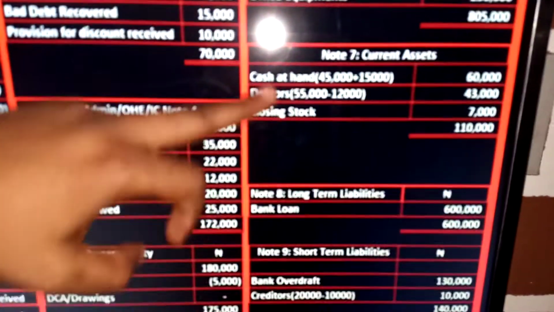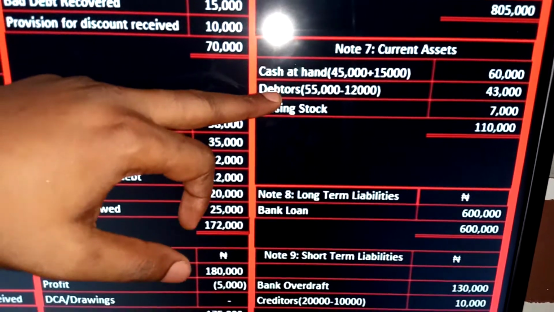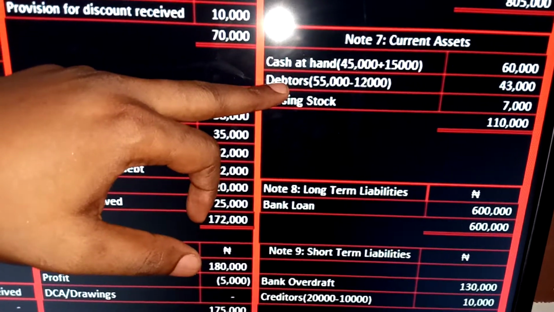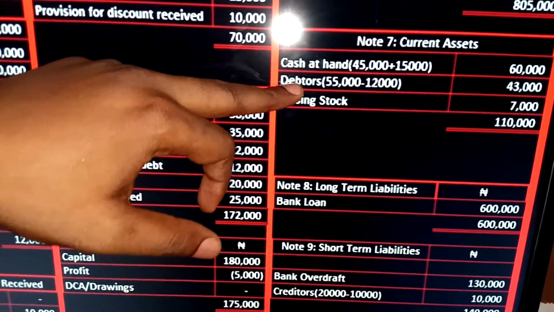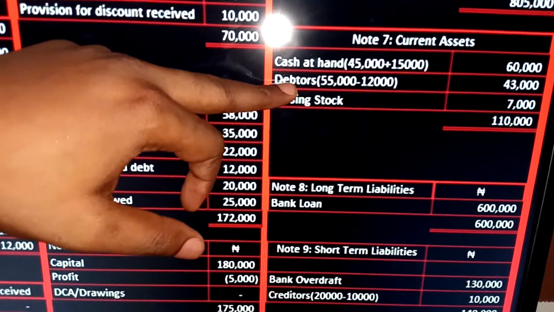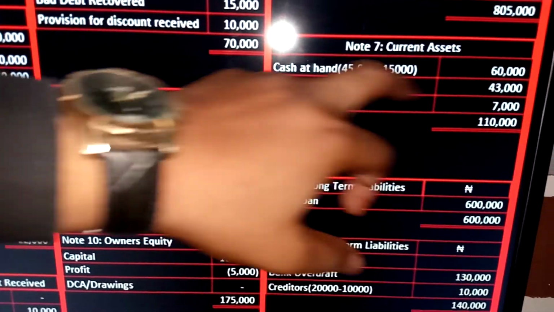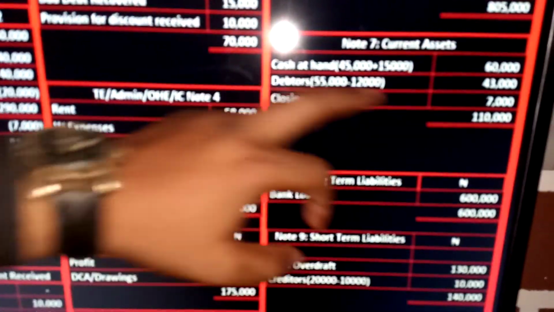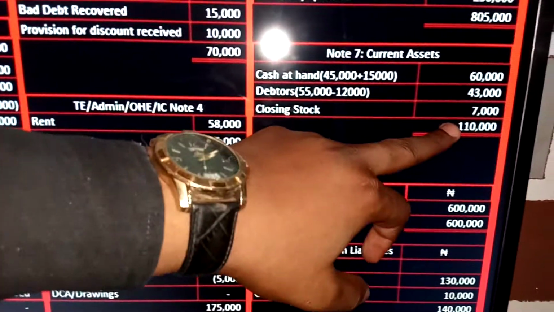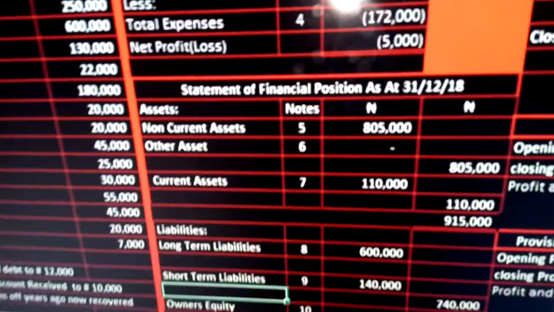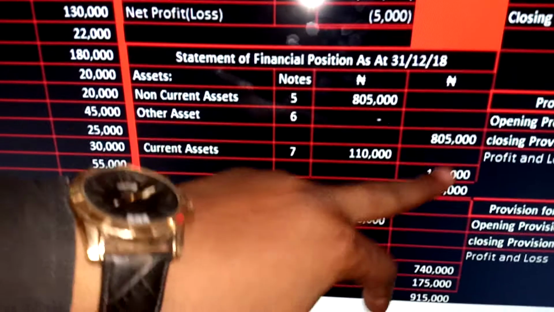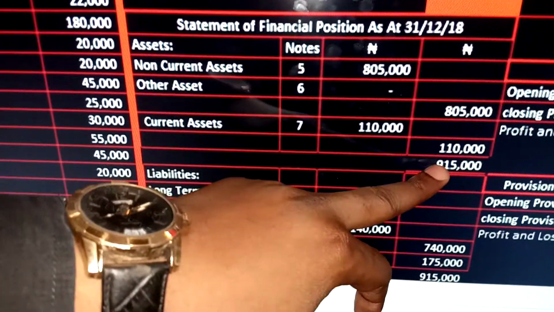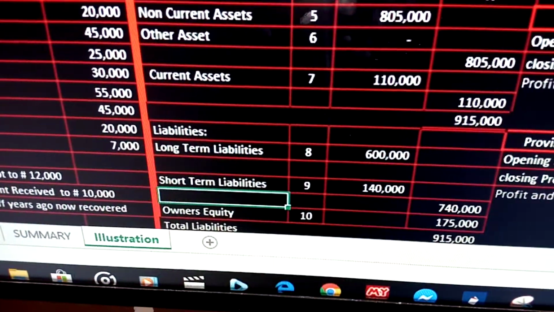Now your debtors, remember, increase in provision. Provision at the end of the year is derived from debtors' value at the end of the year. So 55,000 minus 12,000 gives you 43,000. Closing stock is in the question. When you add everything, you have 110,000. So that's what you have here as 110,000. So if you add 110 plus 805, you have 915,000.